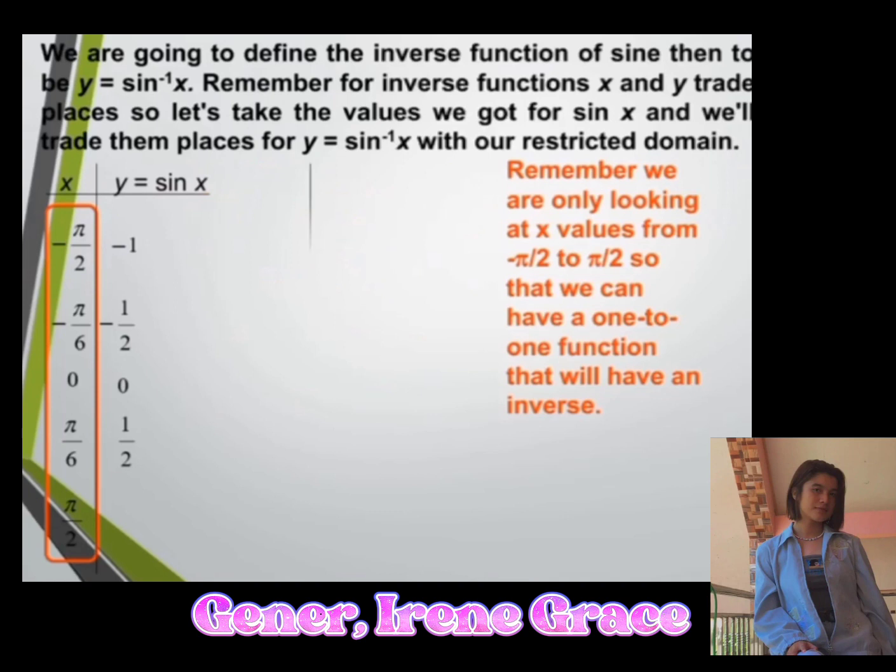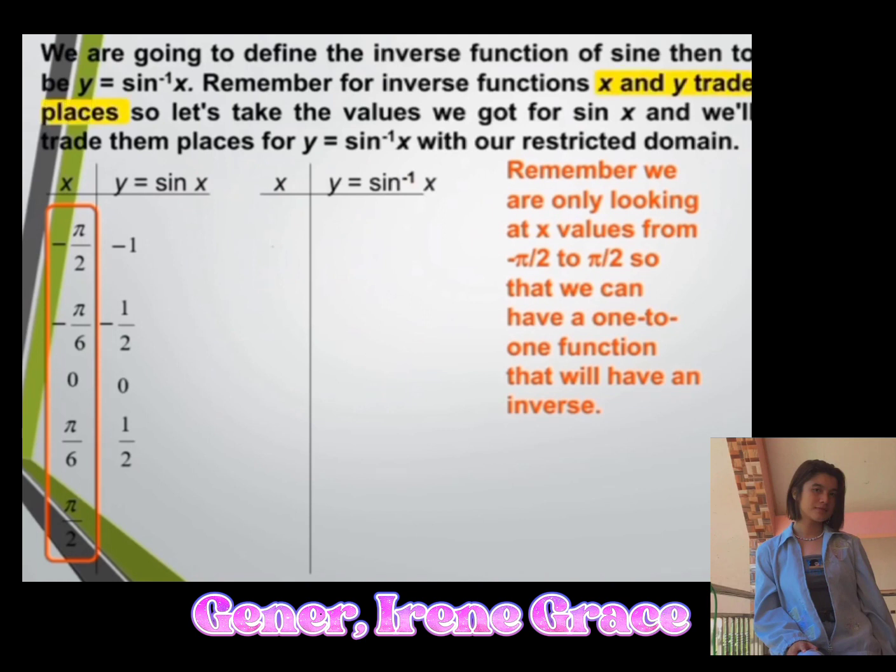For our x, we have here negative pi over 2, negative pi over 6, 0, pi over 6, and lastly pi over 2. And then for y equals sine x, we have negative 1, negative 1 half, 0, 1 half, and 1. Remember, we are only looking at x values from negative pi over 2 to pi over 2, so that we can have a 1-to-1 function that will have an inverse.